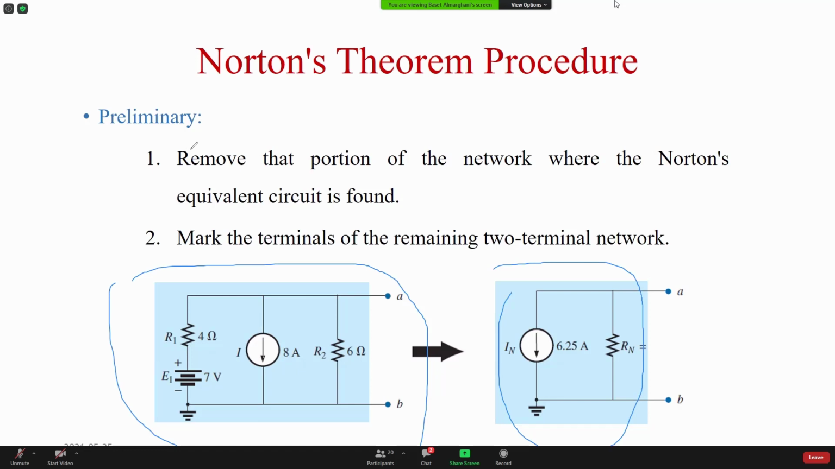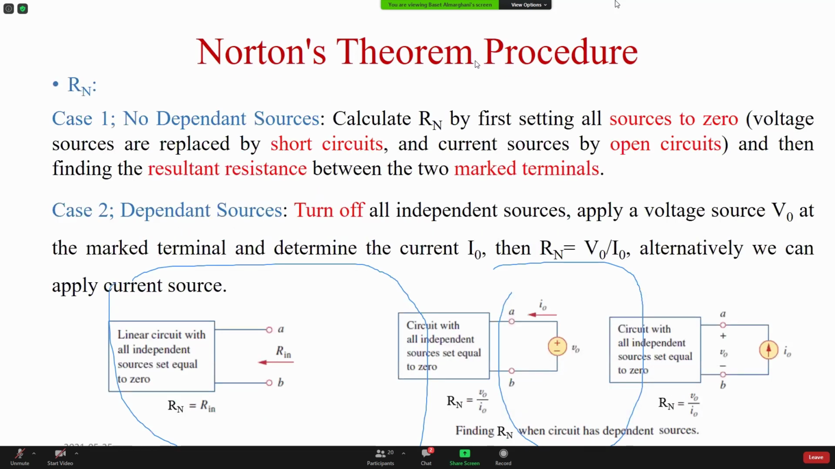First we're going to remove the portion of the network between A and B, so that is not included. We always remove it. Then we're going to find R Norton. You see the writing is exactly the same, it's just that this time it's called Rn, but it's the same thing. We're going to remove the sources: short circuit for the voltage sources, open circuit for the current sources. Then we find the total resistance between the terminals. Dependent sources, we don't do in this course.